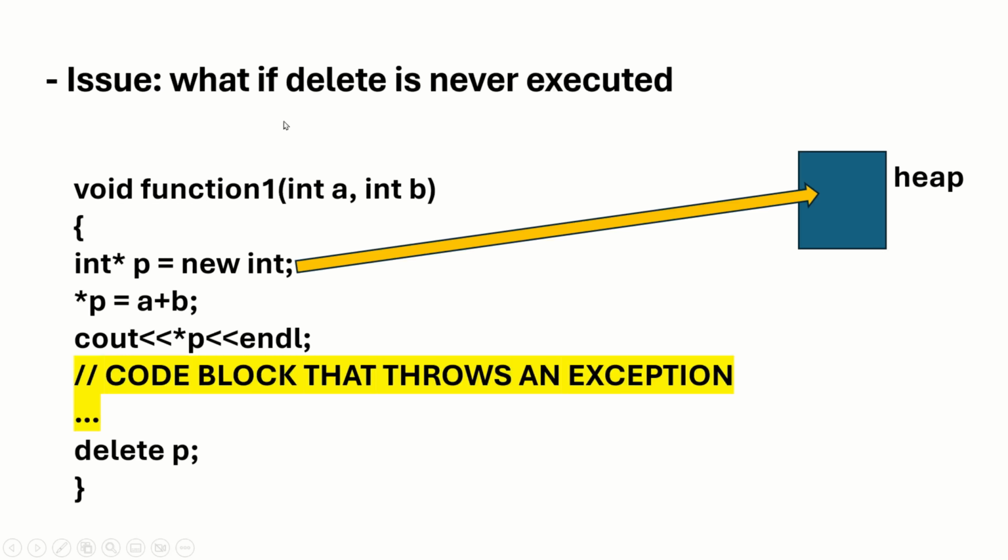Issue: what happens if delete is never executed? You can add delete, however, you can have some code block over here that throws an exception and you never reach the statement delete p. That is, if something happens over here, the program breaks, it doesn't execute this, or there is some chaining in your program which never comes to this line, and that's the issue.